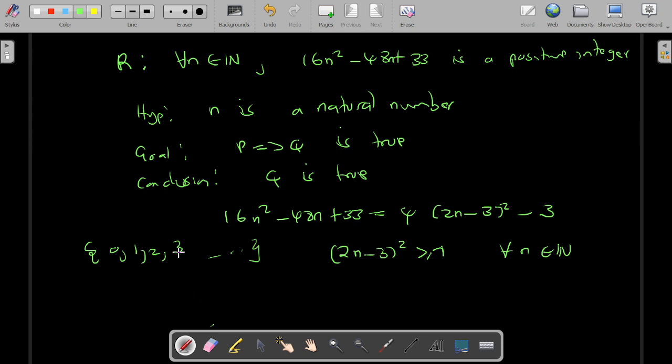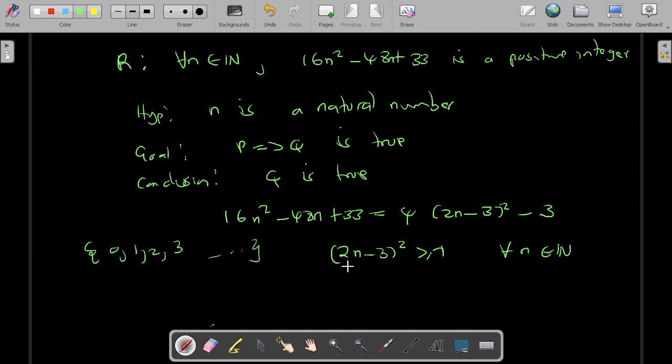If you substitute 1 here, 2 multiplied by 1 is 2, and 2 minus 3 is minus 1. Minus 1 squared is 1. So we have equality when n is equal to 1, and for the other cases, this is going to be strictly greater than 1. So this is true. Therefore, this is going to be positive, because if it is greater than or equal to 1, then it's positive.